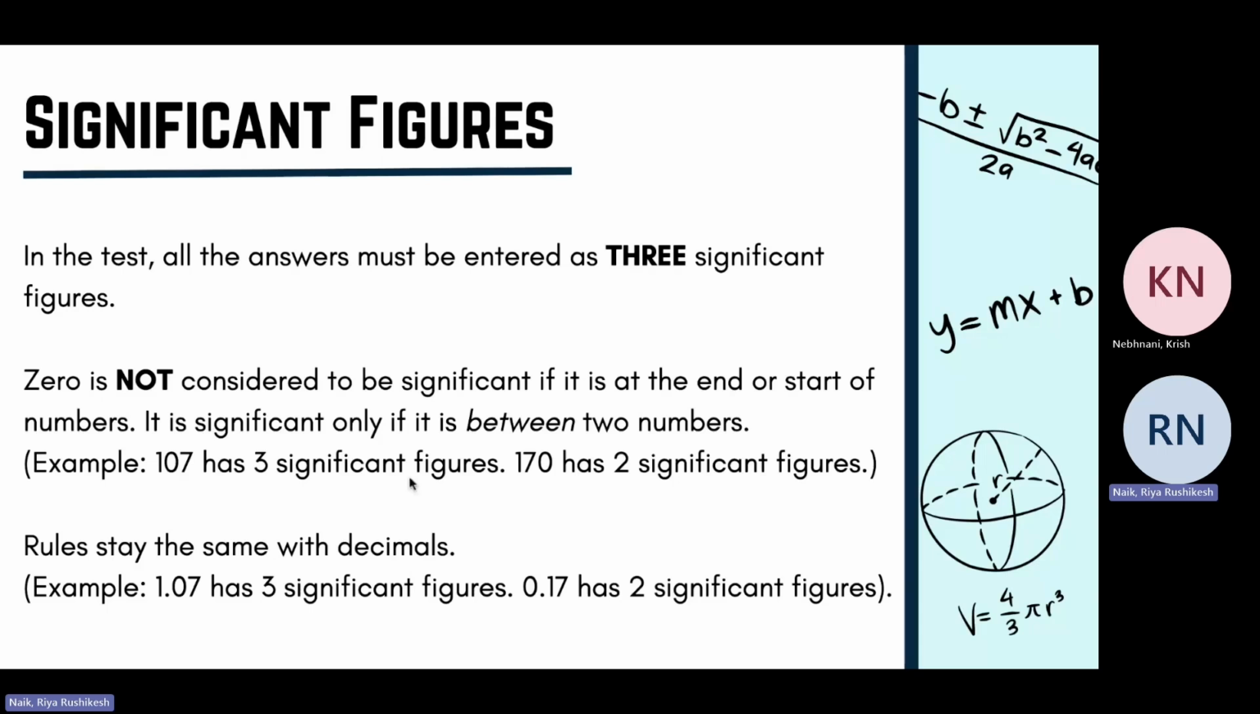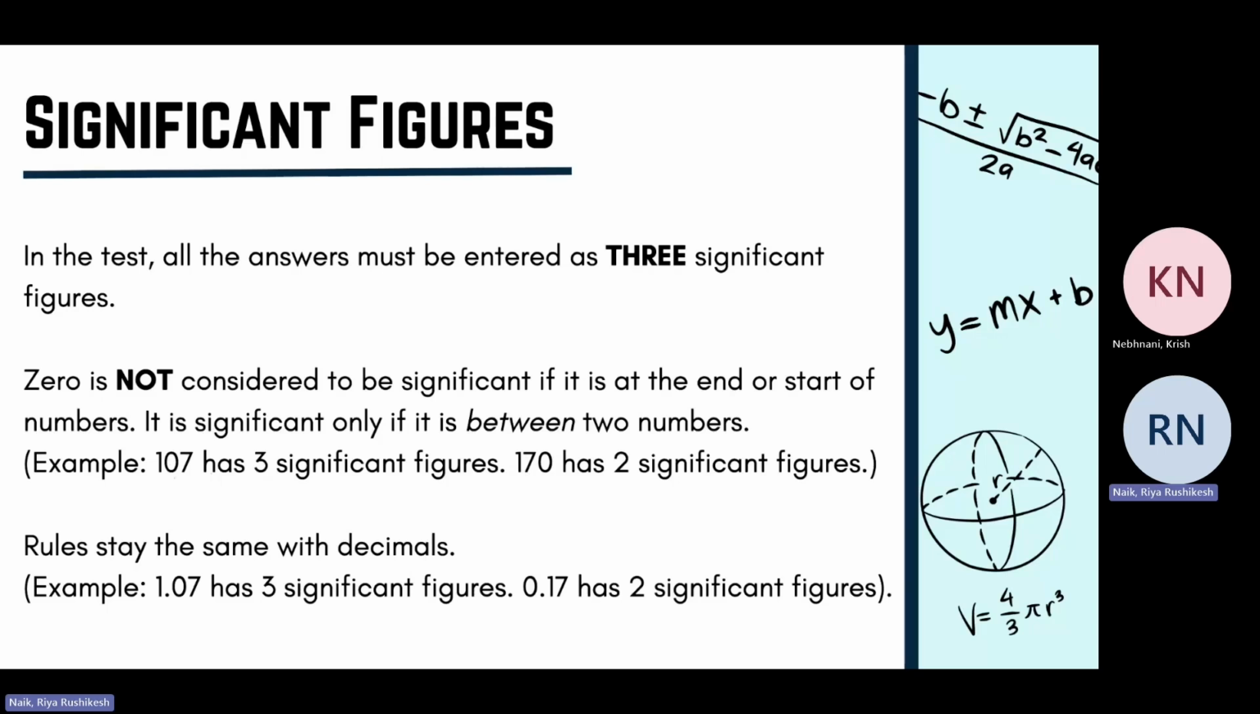So over here in this example, you can see 107. Since the 0 is between 1 and 7, with digits on each side of it, that's why this number has three significant figures. But over here, it's 170, right? So the 0 is after the numbers. There's nothing on this side of it, so it's not really between two numbers. That's why 170 has only two significant figures, that being 1 and 7.